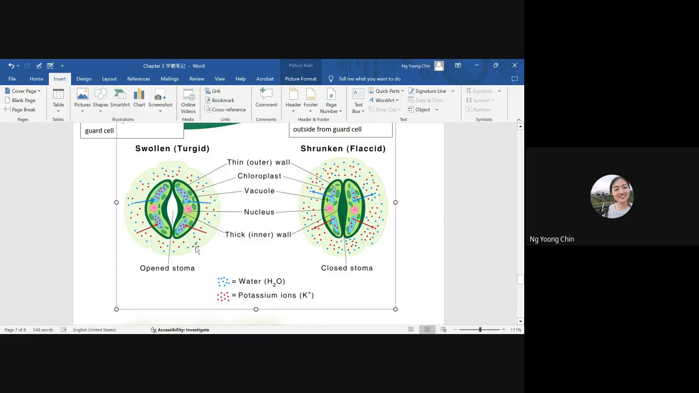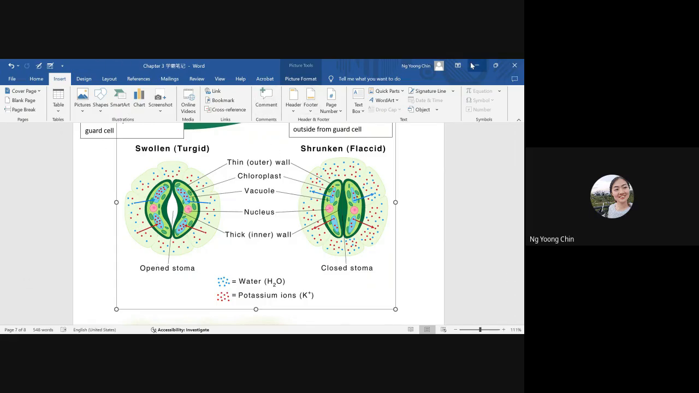Okay, so the closing and opening of stomata helps to control how much comes from outside to be taken into the plant cell, and also how many water molecules should evaporate out through the stomata. Yeah, so that's all for chapter 3.